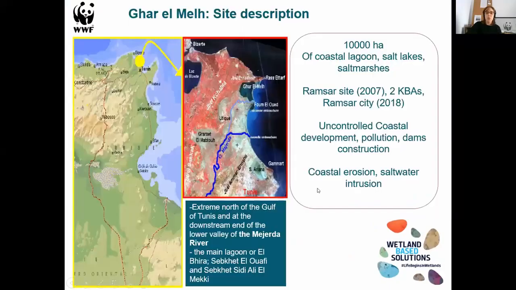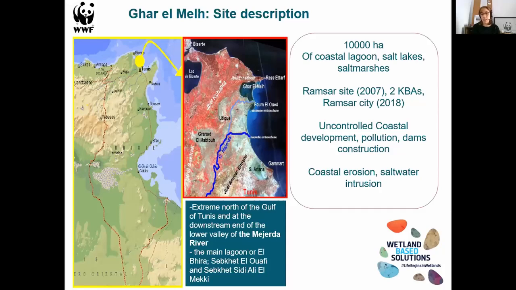Okay. So to present the site, this is the Ramsar site of Ghar El Melh Lagoon and the Delta of Majuda, which is located in the extreme northeast of Tunisia, at the downstream end of the lower valley of the Majuda River, which is a transboundary river between Algeria and Tunisia. The main lagoon of El Bhira in the middle is surrounded by 2 salt lakes and spans over 10,000 hectares. The salt lake of Sabkhat Sidi Ali Maki that we were talking about in the video is where the restoration actions are happening.